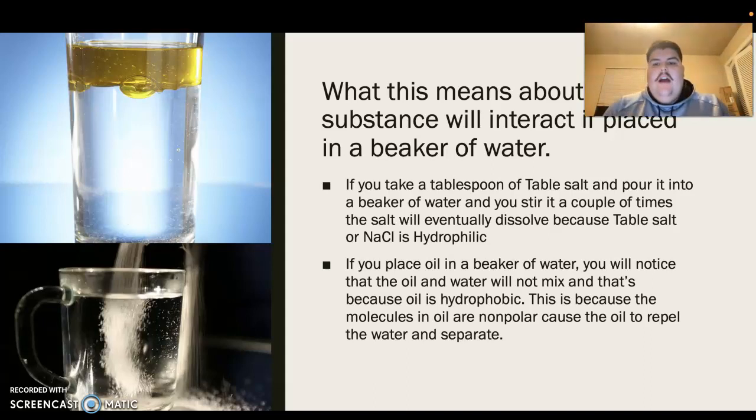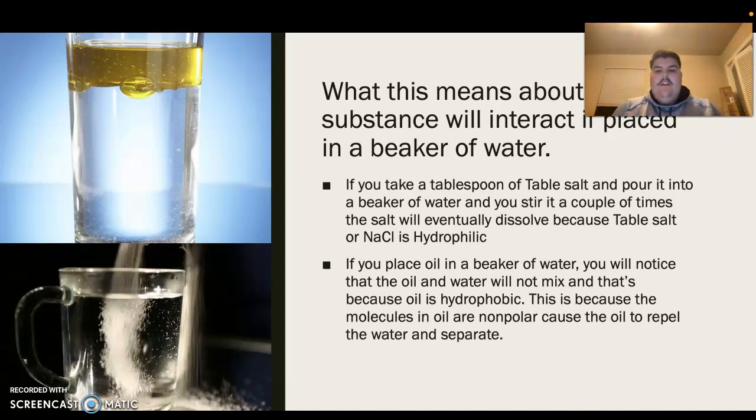What this means about how the substance will interact if placed in a beaker of water. If you take a tablespoon of table salt and pour it into a beaker of water and you stir it a couple times, the salt will eventually dissolve because table salt is hydrophilic.